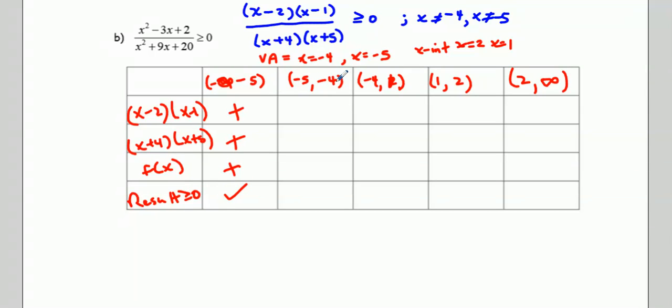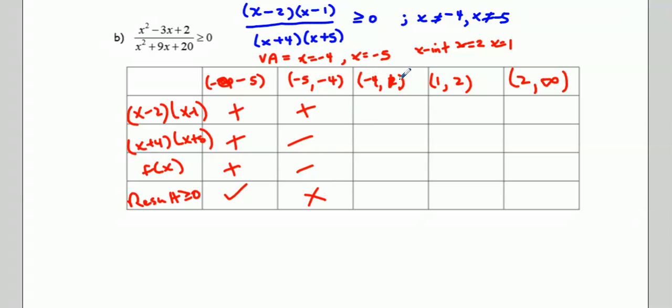Between negative 5 and negative 4, let's say negative 4.5, put that in, that's a negative, together they multiply to a positive. Negative 4.5 plus 4 is negative, and then negative 4.5 plus 5 is positive. So a negative times a positive is a negative. When I divide, I'm going to get a negative, and no, that's not what we want.